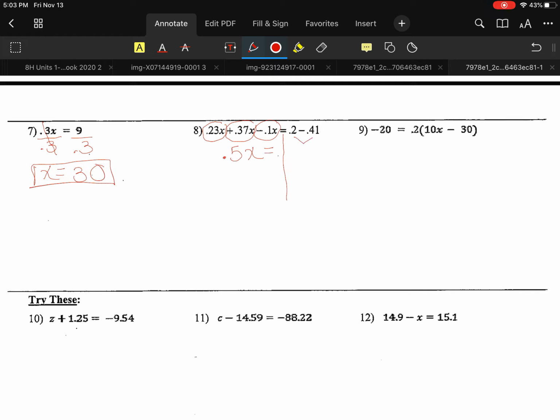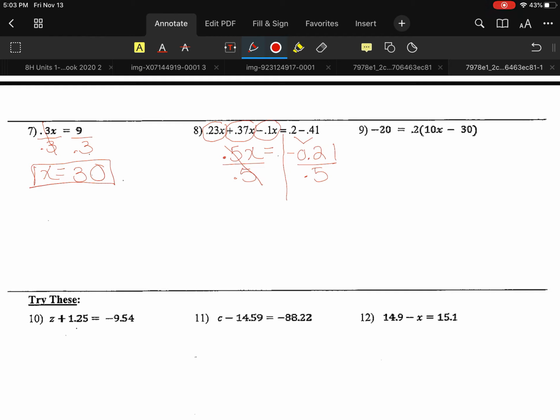Equals, and then on the right hand side I have a 0.2 minus a 0.41, which are also like terms, so I can just go ahead and subtract and combine those. Negative 0.21. And now that I've simplified and combined as much as I can on the left and on the right, now I use my opposite operations for terms that are on opposite sides. There's really nothing to do as far as addition and subtraction. I just have to get rid of this 0.5 that's being multiplied to the x. So I'm going to divide by 0.5.